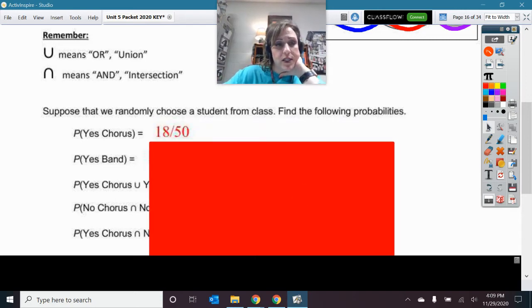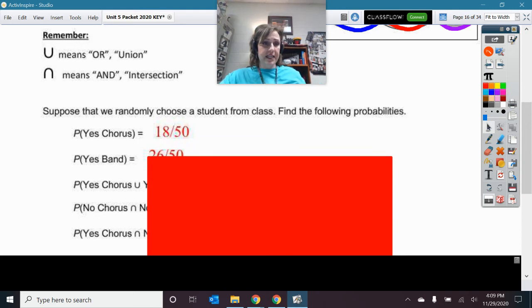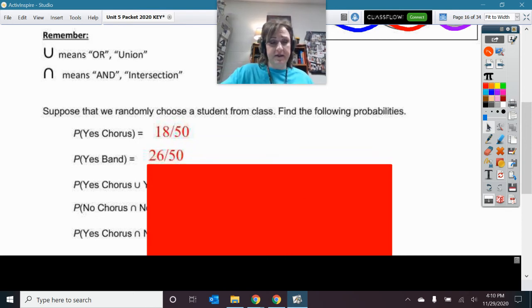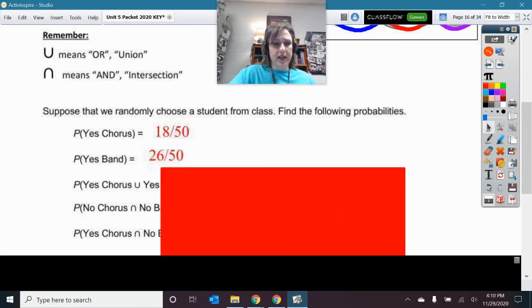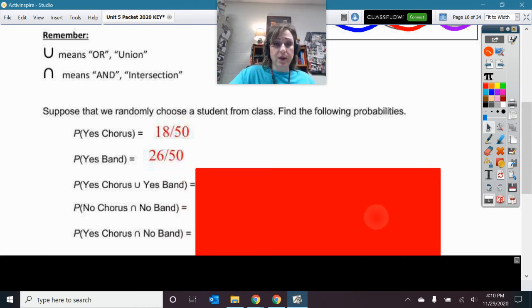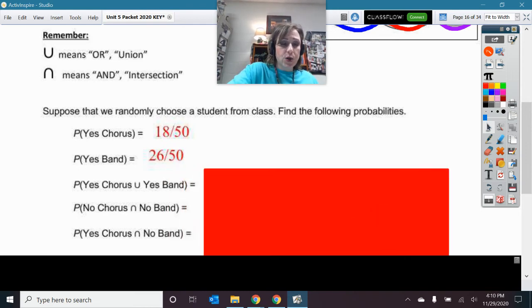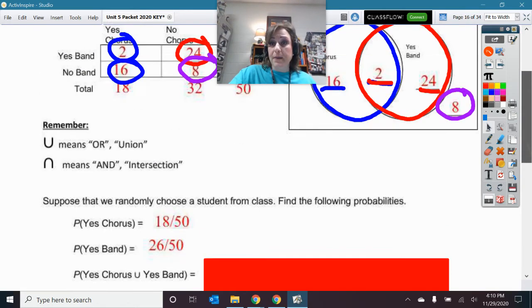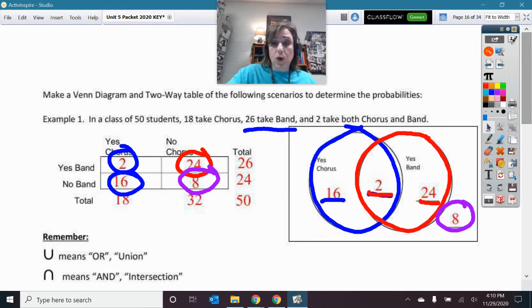So yes, chorus was 18 out of 50. Yes, band was 26 out of 50. And I didn't put the percents, and I didn't reduce it either. Now look at what this one's saying: yes, chorus, or that's union, or yes, band. So that means this or that or both.